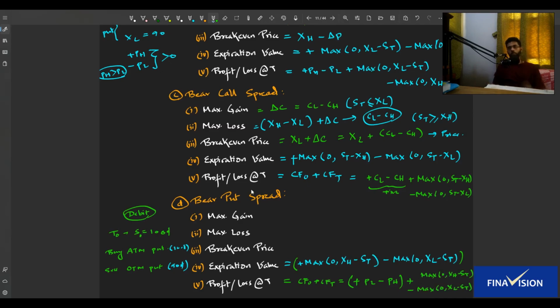Now what is the break-even price for a bear put spread? Obviously it is always somewhere between the two strike prices, right? So in this case the price is the higher strike price minus the difference in premiums, and the difference in premiums means it is the cash outflow, right? So actually we can write it here, plus of PL minus PH, right? Because this is a negative value, a negative cash outflow, we can write it like this.